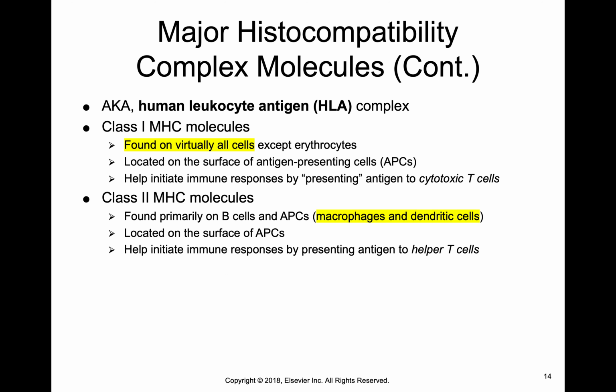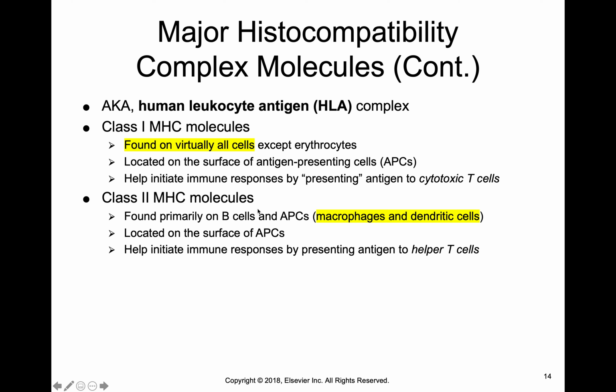In humans, the MHCs, because MHCs are across the board with all mammals, but in humans they're also known as human leukocyte antigen, and you might have seen this term before, HLAs. Class 1 MHC molecules are found in virtually all cells except erythrocytes. And again, they help initiate an immune response by presenting these molecules.